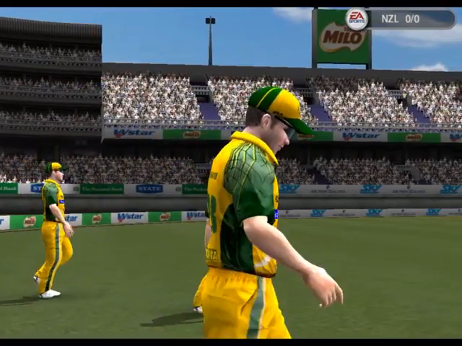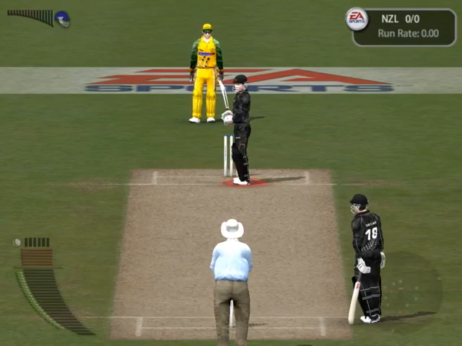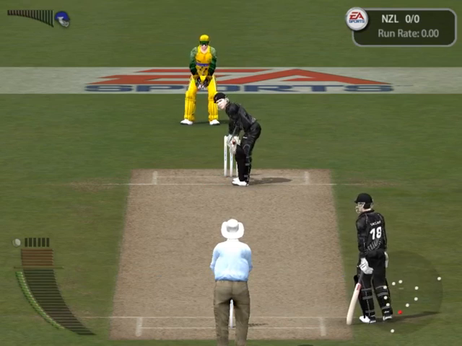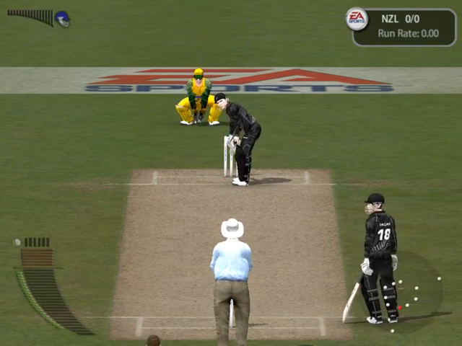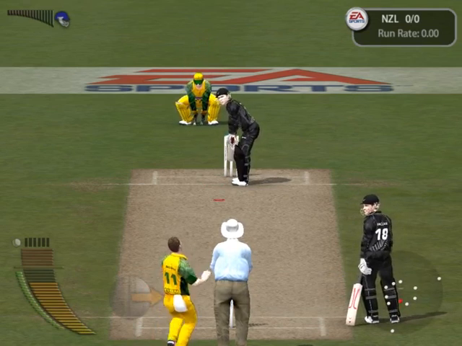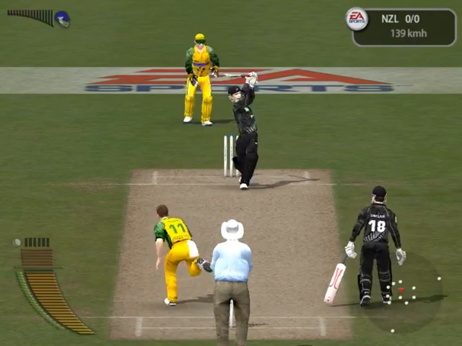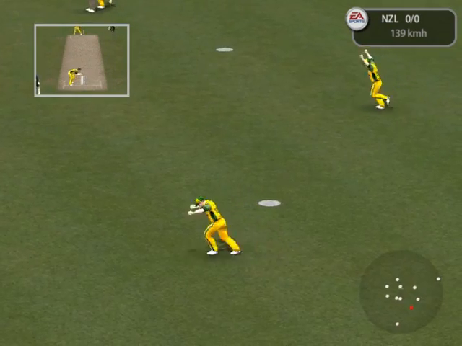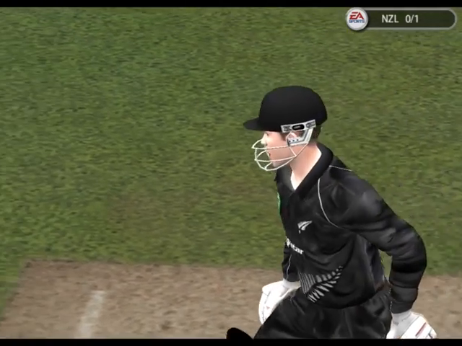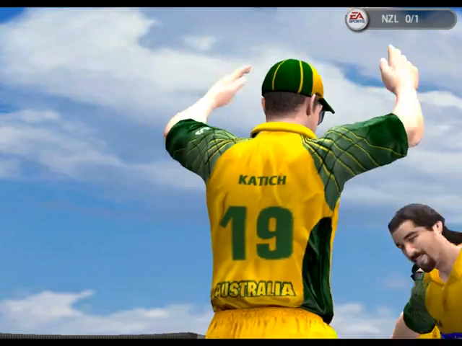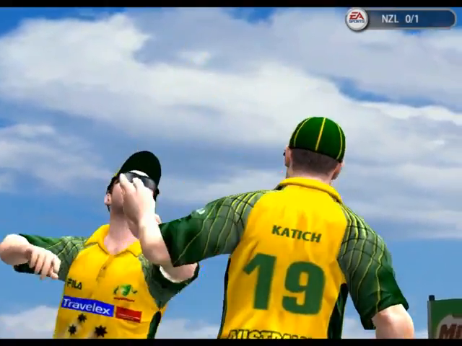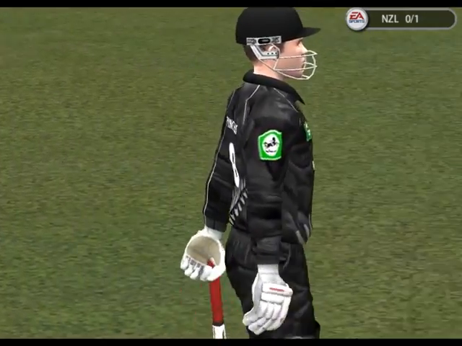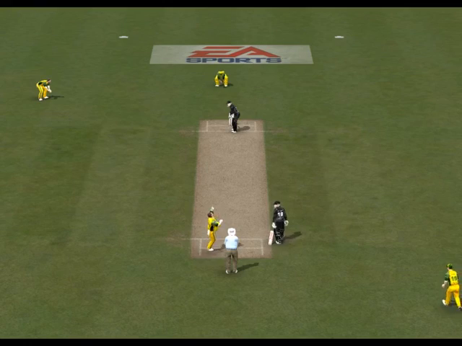New Zealand are about to start their innings. There it goes. Kadich is underneath it and takes it comfortably. Well, that early wicket will put the pressure on the batters. McGrath gets his first wicket. This was how the wicket fell.